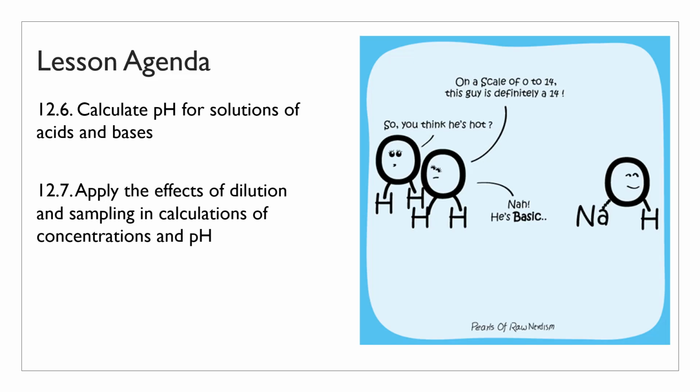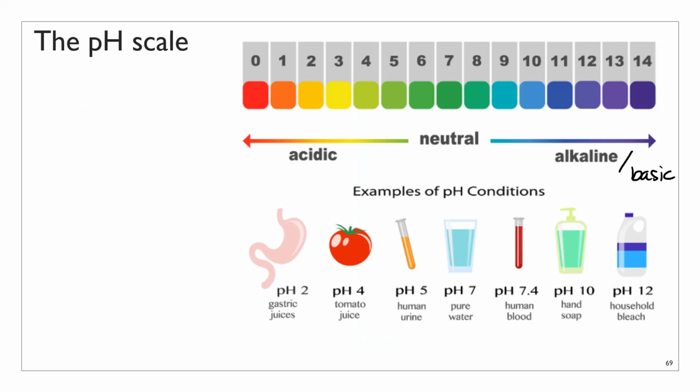Hello everyone, in this video we will be discussing dot points 12.6 and 12.7 which relate to the calculation of pH. I just want to quickly start by recapping the pH scale. So I'm sure you've seen this before. The pH scale goes from 0 to 14 with 7 being neutral, and a lower pH than 7 is acidic, a higher pH than 7 is basic or alkali.